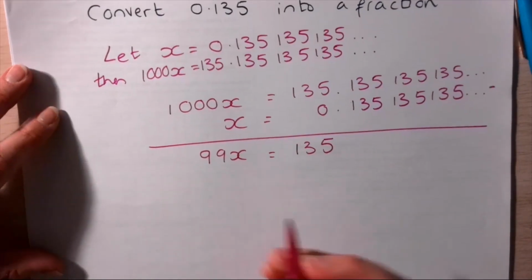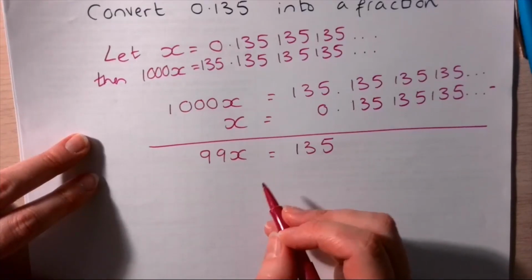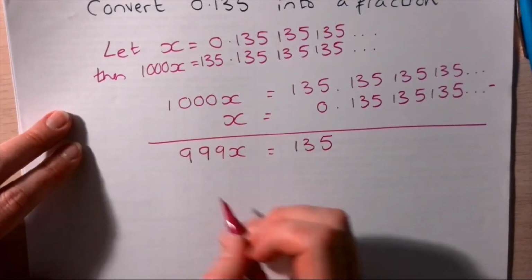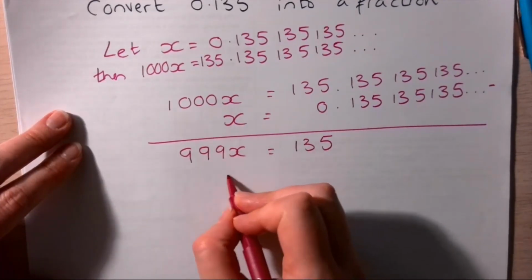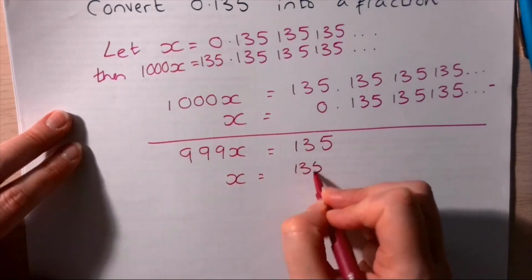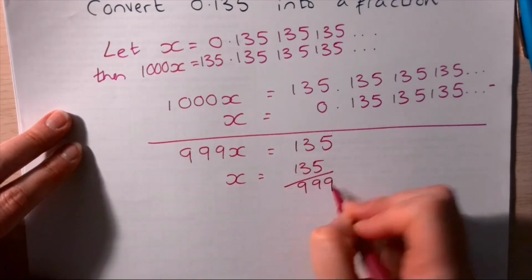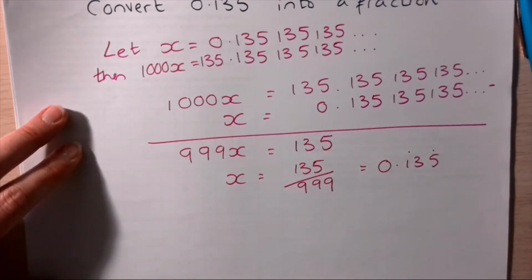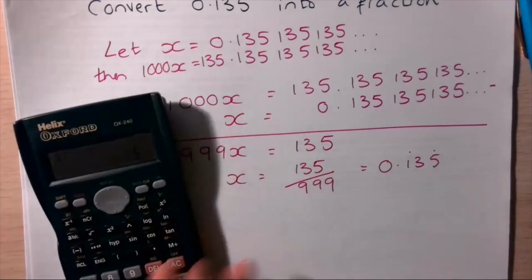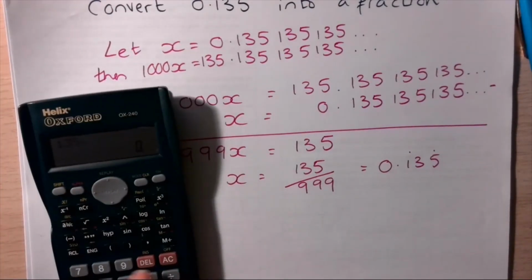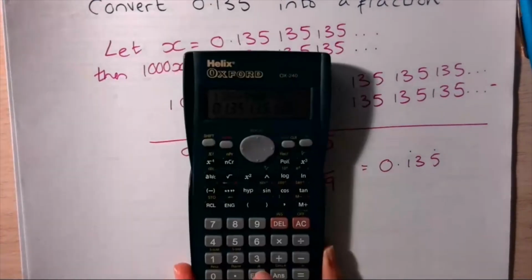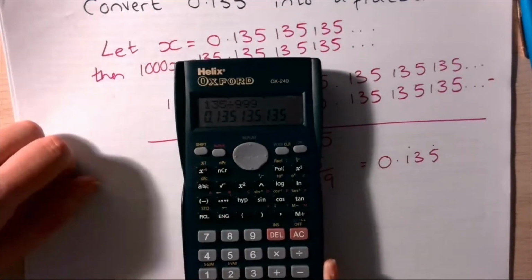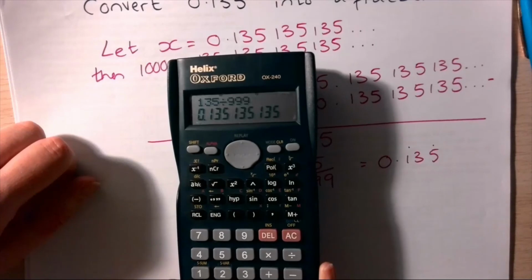Sorry, 999x. I thought something seemed a little bit odd then. There we go, 999x. And then we're going to divide through by 999 to get 1x. So x equals 135 over 999, which equals 0.135 recurring. And the nice thing about these is that you can always check them on your calculator afterwards. So if I do 135 divided by 999, you can see there I do get this recurring decimal here.